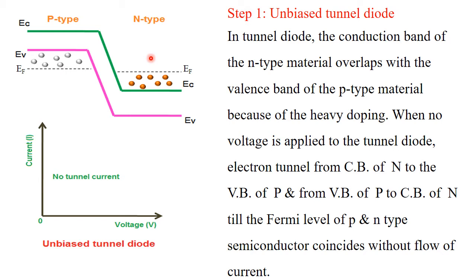So when we bring the P and N semiconductor together, electrons start tunneling from the conduction band of N-type to the valence band of P-type. Similarly, the electrons from the valence band of P-type start tunneling into the conduction band of N-type, and this tunneling of electrons continues till the Fermi level in both the semiconductors becomes the same. So when no voltage is applied across the tunnel diode, the tunnel current through the junction is zero.